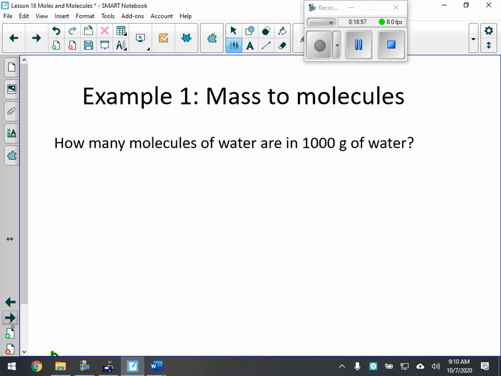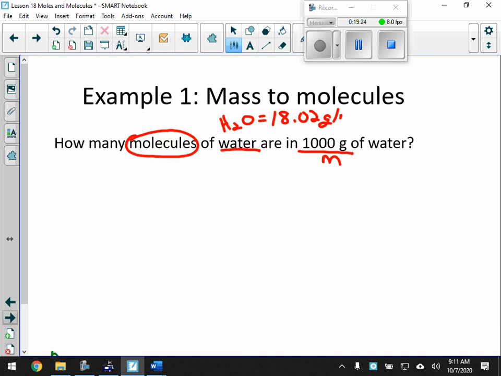It says how many molecules of water, that's important, in 1,000 grams. That's the mass. Why is water important here? What can I figure out from water? The molar mass. So I can find out H2O here, and I can find out 18.02 grams per mole. So already I know that. I know the mass, and I know the molar mass already, don't I? So what can I find from those two things?